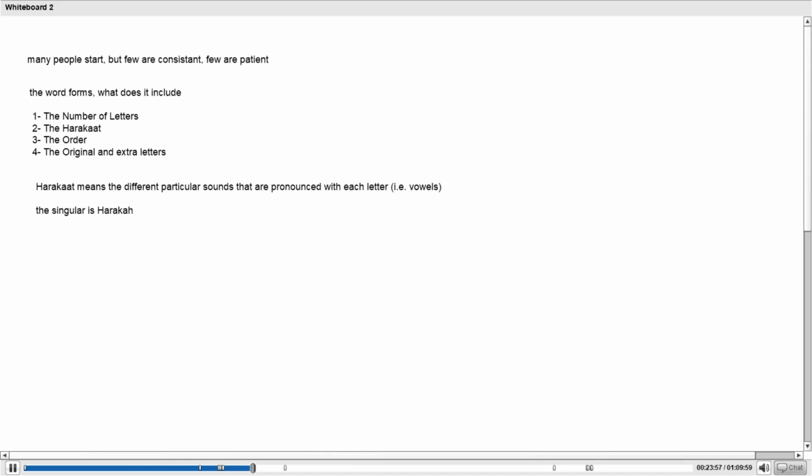Knowing the linguistic meaning helps you understand the technical meaning. Okay? Therefore, I'm going to give you now, for each term that we are going to take, the linguistic meaning as well as the technical meaning, okay? Now, haraka linguistically means movement. That's what it means.